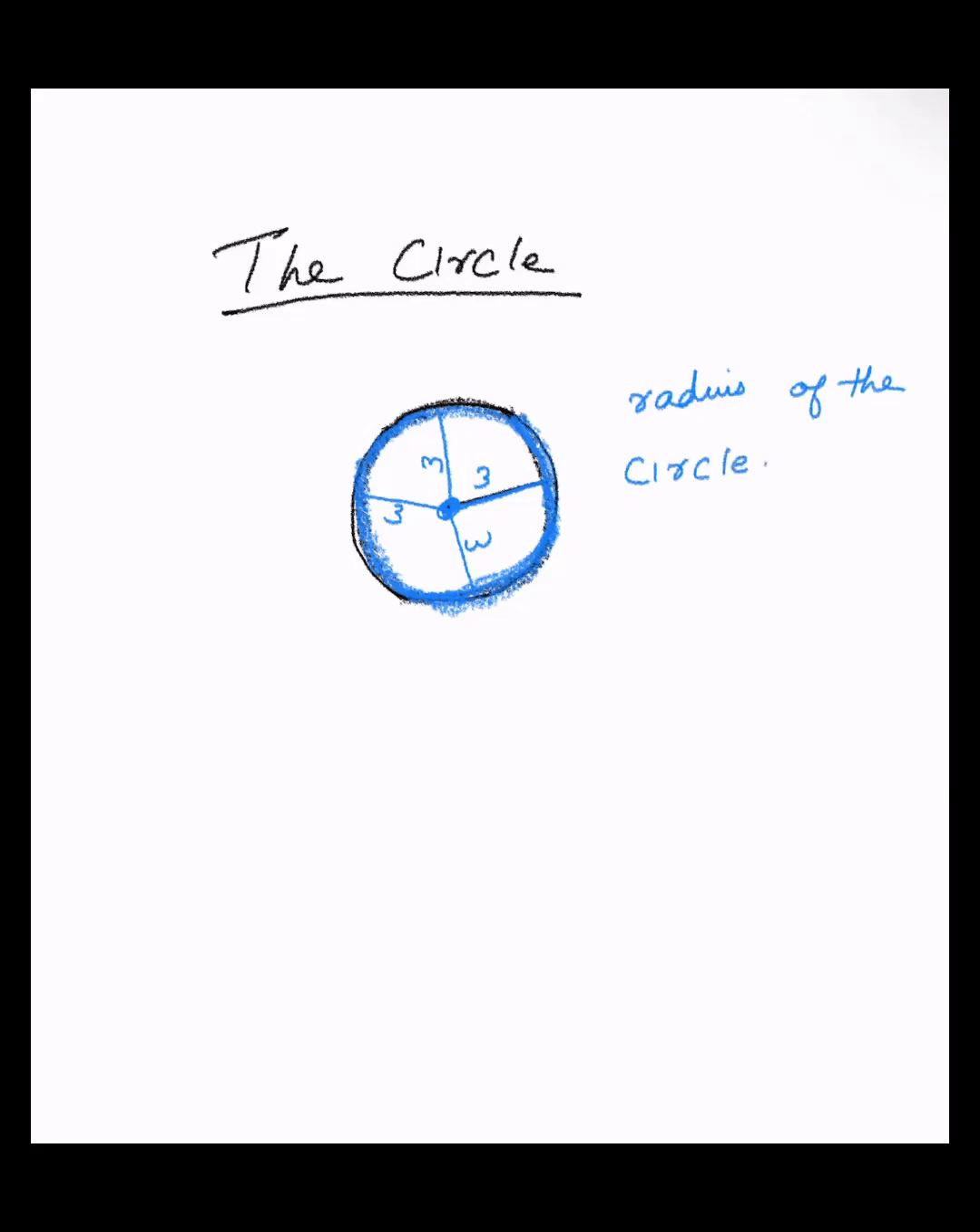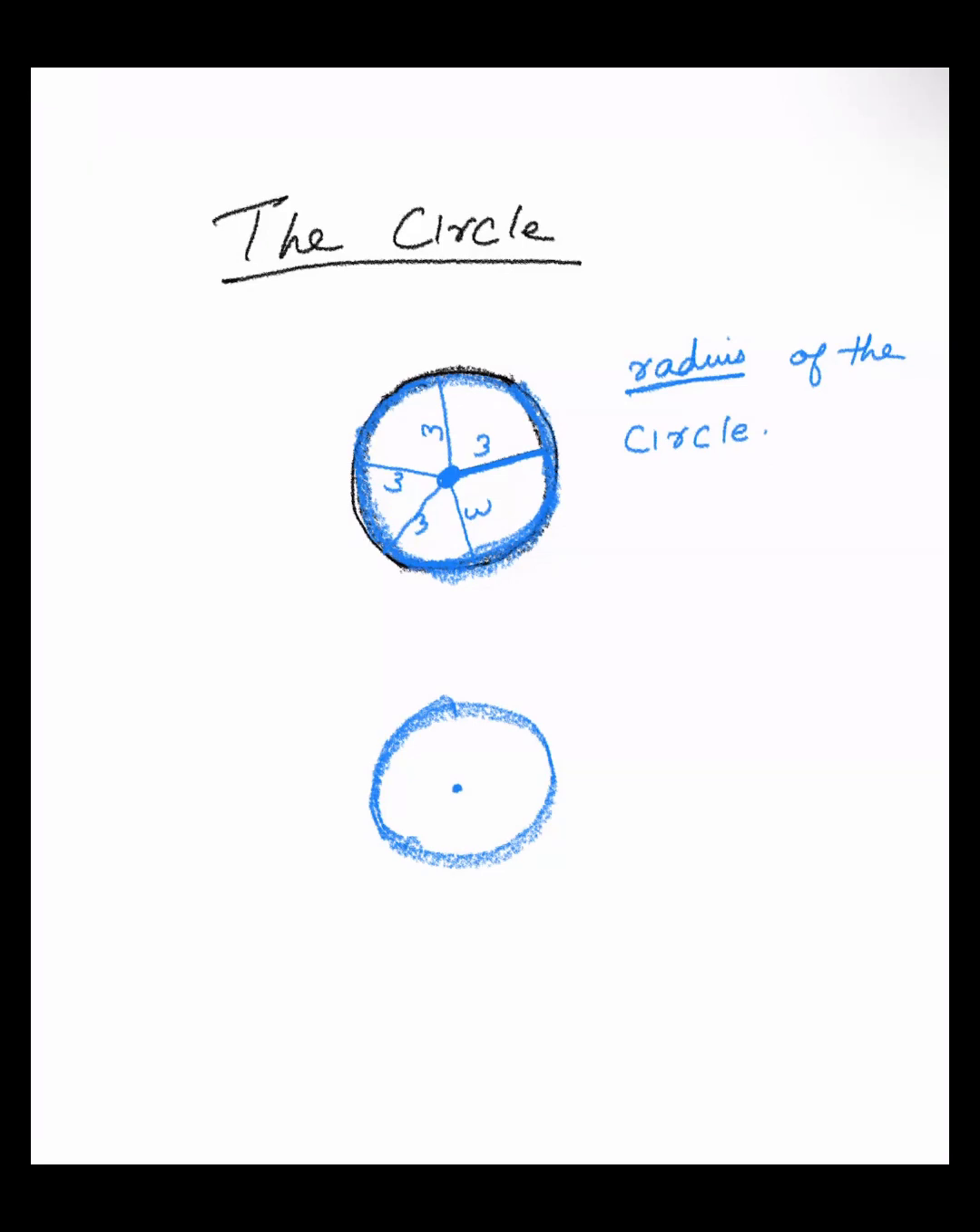The distance is fixed from the center of the circle to the circumference of the circle. Now take one point on the circumference and another point on the circumference. Let this be A, let this be B. When I draw a line from one point on the circumference to another point on the circumference, this is called a chord. AB is a chord of the circle.